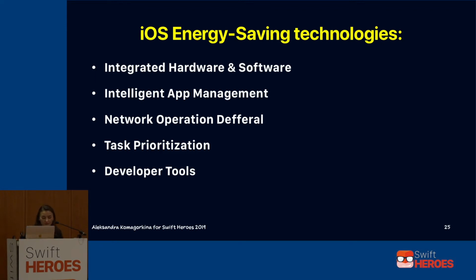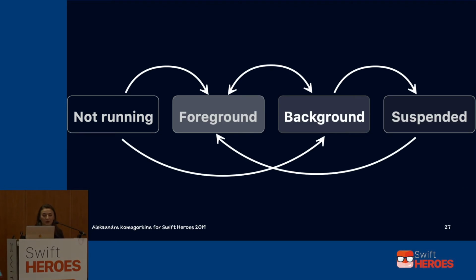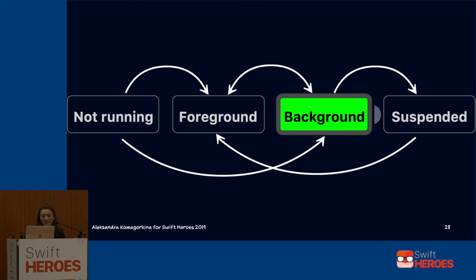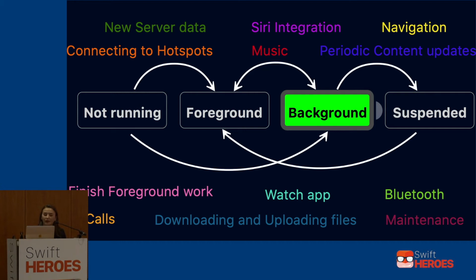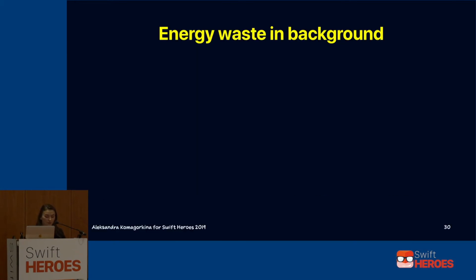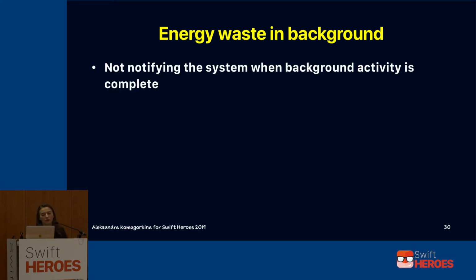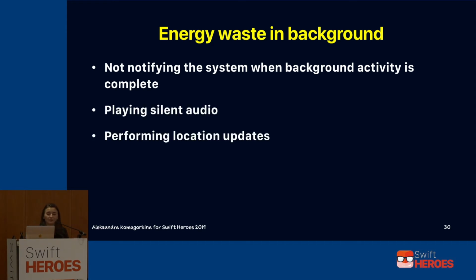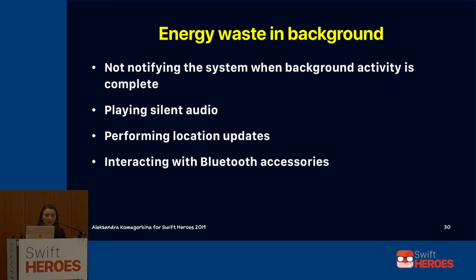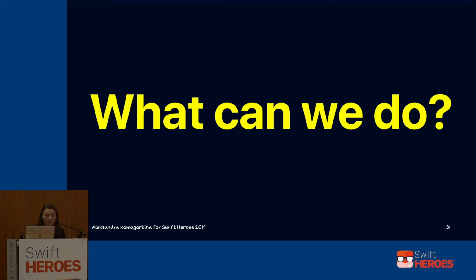And I think we should start with the background. If we talk about the life of our app, these are all the things that can be happening in the background, things that can use the background while the user uses the app. And these are typical ways energy can be wasted in the background: you can fail to notify the system when background activity is complete, you can play silent audio, you can perform location updates, you can interact with Bluetooth accessories, and you can have downloads that could be deferred, but are not. So what can we do about it?